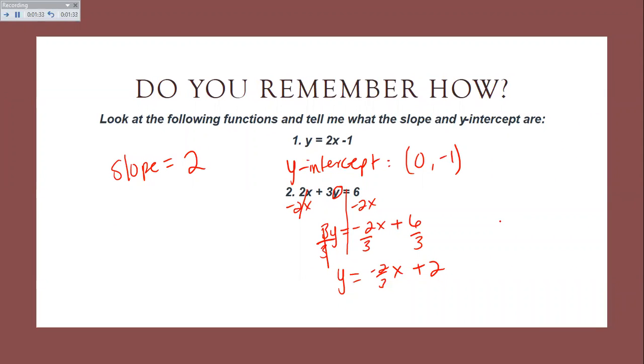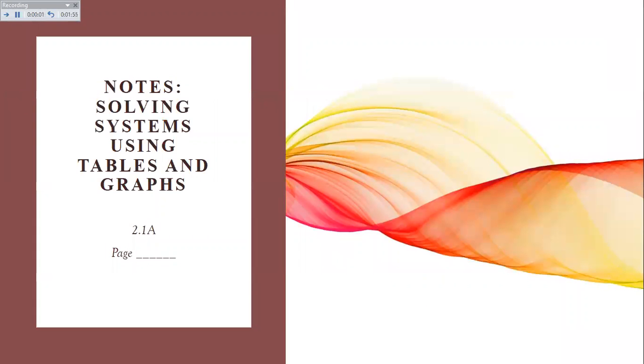So from here, can you tell me what my slope is? And my slope is? And my y-intercept is? Okay, so we remember this vaguely for the most part. All right. Because we're going to need that information. So today we're going to start solving systems using tables and graphs. Okay. This is going to be page 27 in your notes.